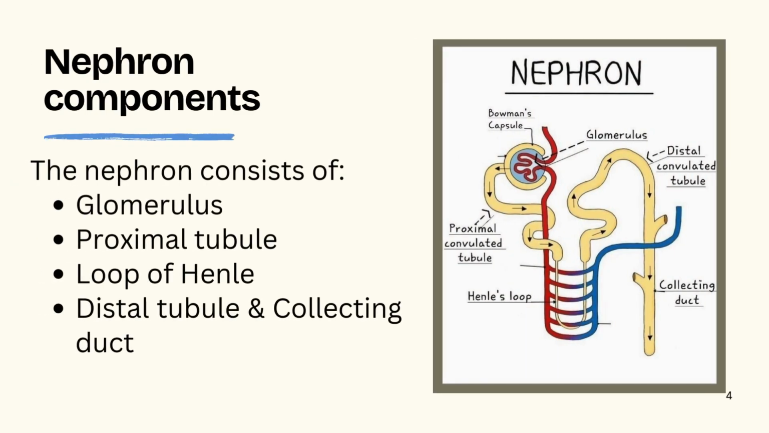The nephron consists of the glomerulus, which filters blood; the proximal tubule, which reabsorbs essential nutrients; the loop of Henle, which concentrates urine; and the distal tubule and collecting duct, which regulate water and electrolyte balance before urine is excreted.